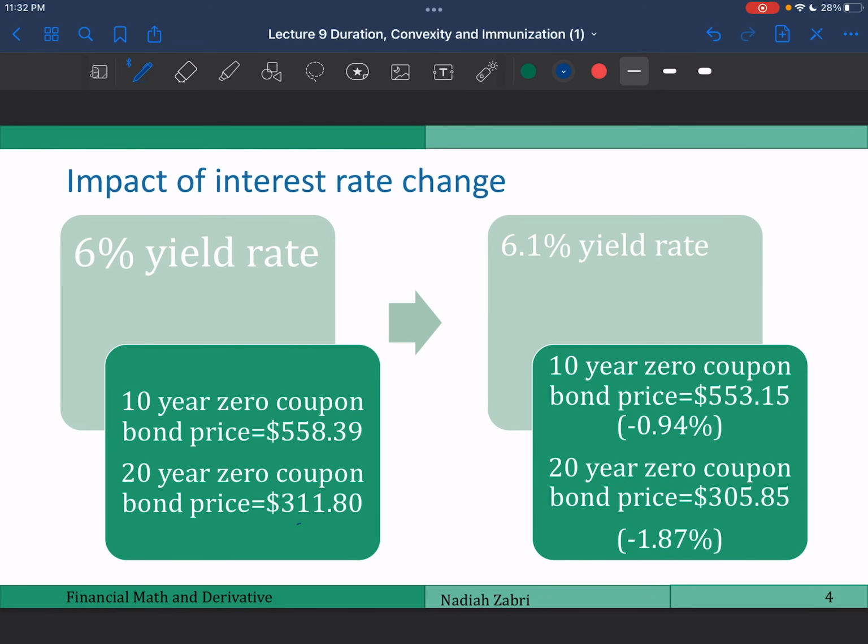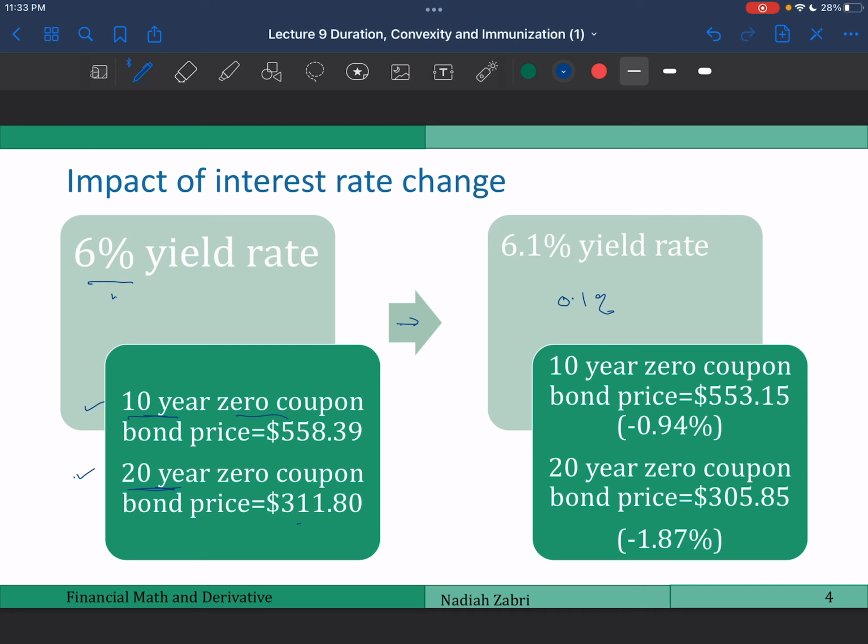So let's try to understand what is the impact of the interest rate change on fixed income asset. Okay, this one is on single cash flow assets or zero coupon bonds. So we have two zero coupon bonds with different time remaining, which is different duration. This one is 10 years, this one is 20 years, at 6% yield rate. So when the yield rate changed, basically there is an increase of 0.1% yield rate. What happened to the price of the bonds?